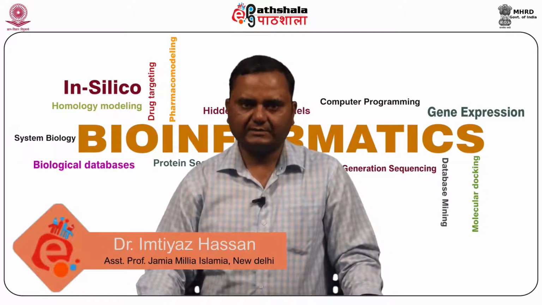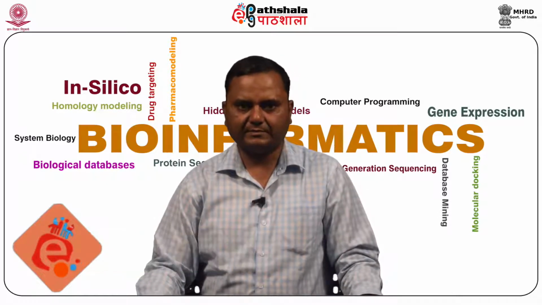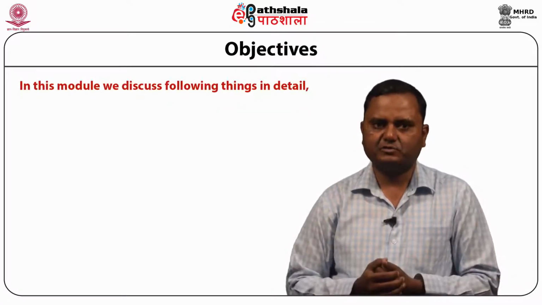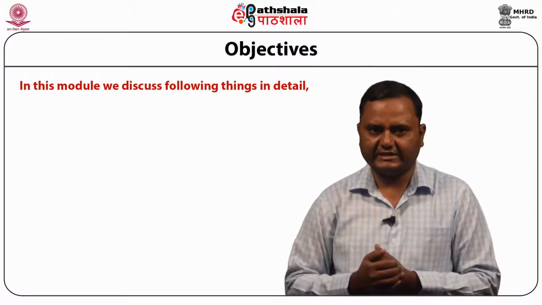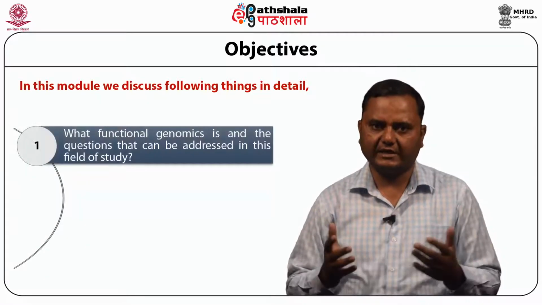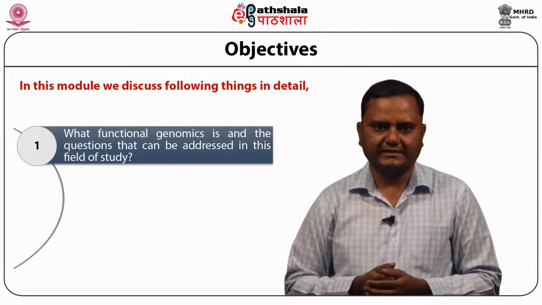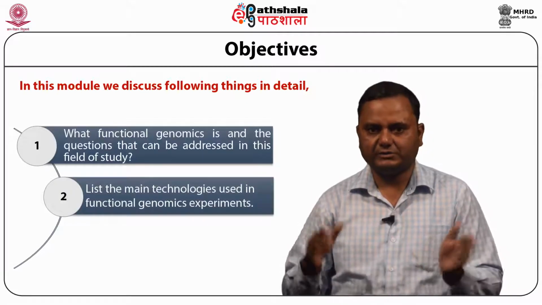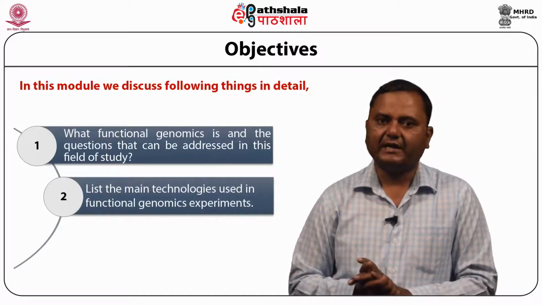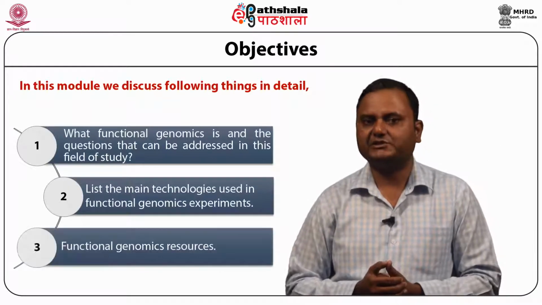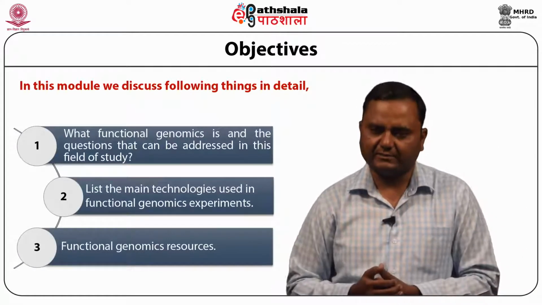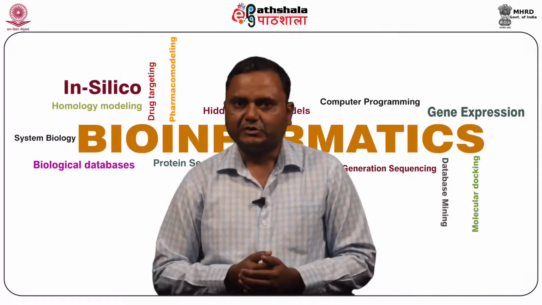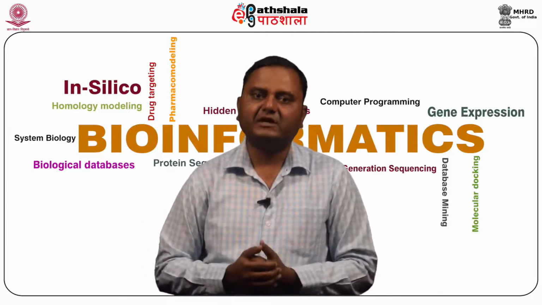Today we are going to discuss a module, Functional Genomics, under the paper Bioinformatics. So the objective of this course of functional genomics is to give you the following things in detail: what functional genomics is and what questions can be addressed in this field of study. Then we can discuss the list of the main technologies used in functional genomics experiments and what the other functional genomics resources are. Mostly we discuss the online available resources that can easily be used by you people yourselves.